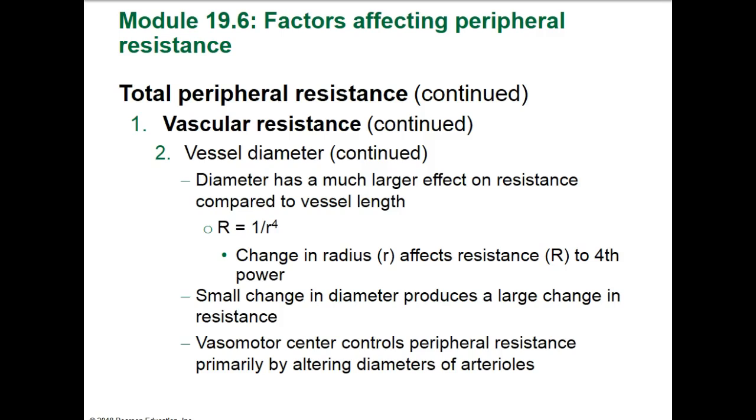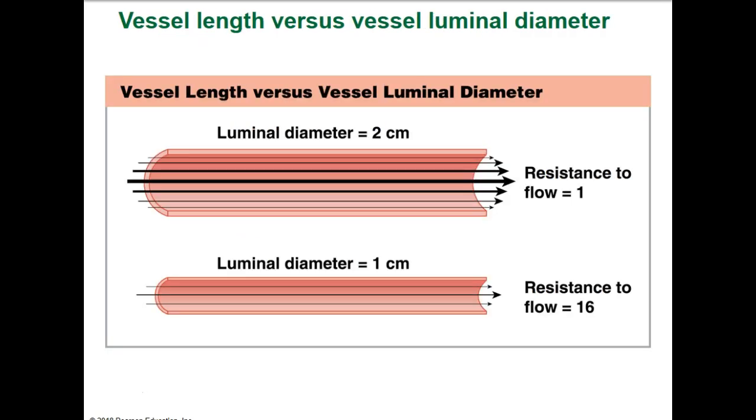The vasomotor centers control peripheral resistance primarily by altering the diameters of the arterioles. So this shows an example of the difference between a 2 centimeter diameter versus a 1 centimeter diameter. Look, by just decreasing the diameter in half, your resistance to flow is increased 16 times.